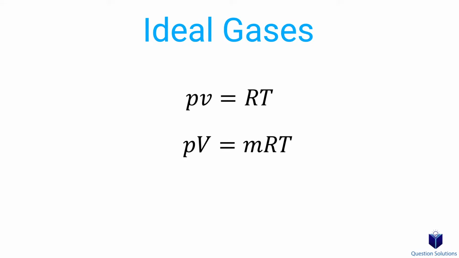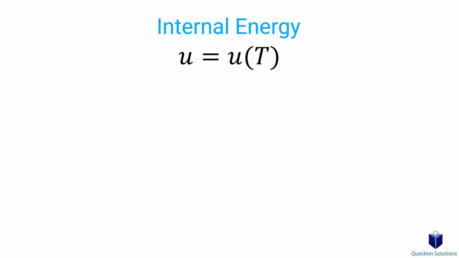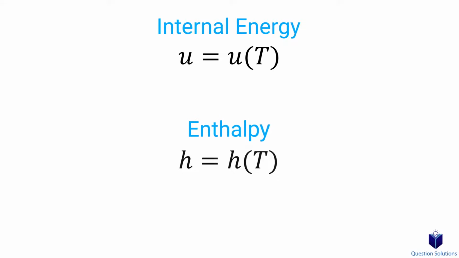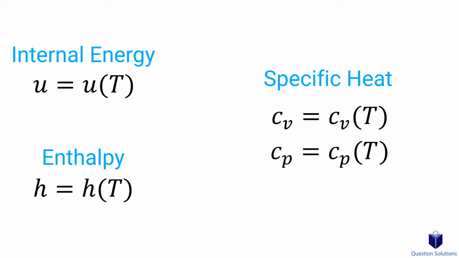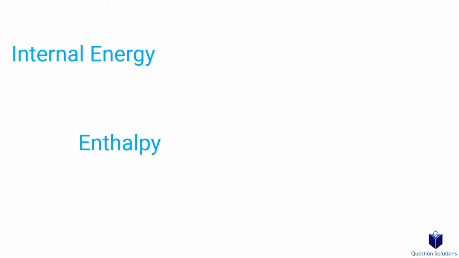You might remember that we talked about the ideal gas equation. Now we're going to relate internal energy to ideal gases. Interestingly, internal energy for an ideal gas is a function of temperature only. In simple terms, it's based only on temperature, regardless of specific volume or pressure. In fact, enthalpy of an ideal gas is also a function of temperature only. Now, since both internal energy and enthalpy of ideal gases are based only on temperature, then specific heat is also dependent on temperature only.